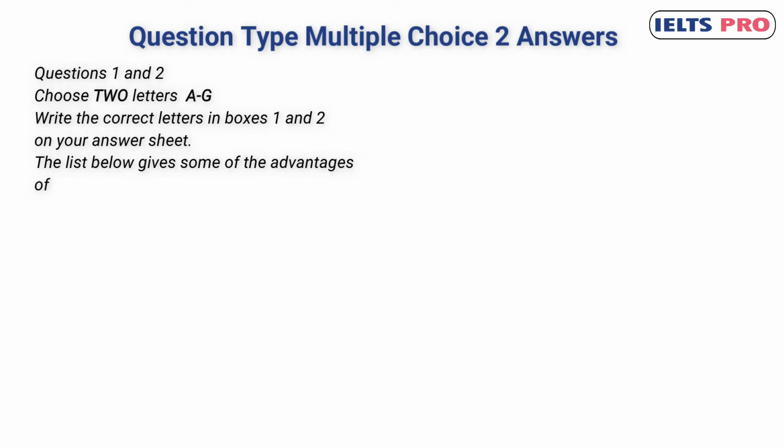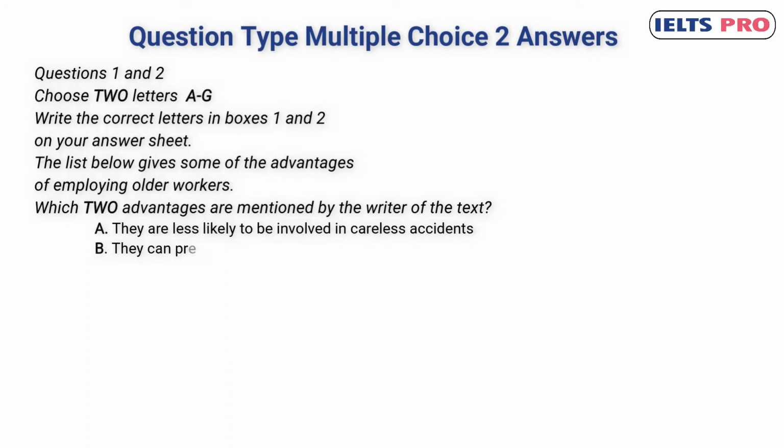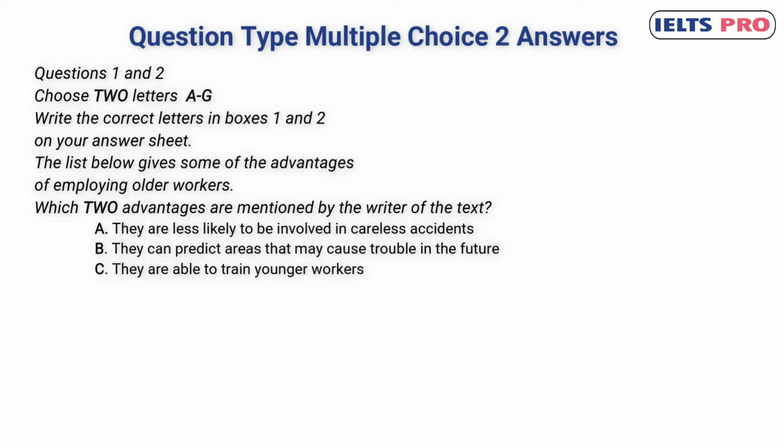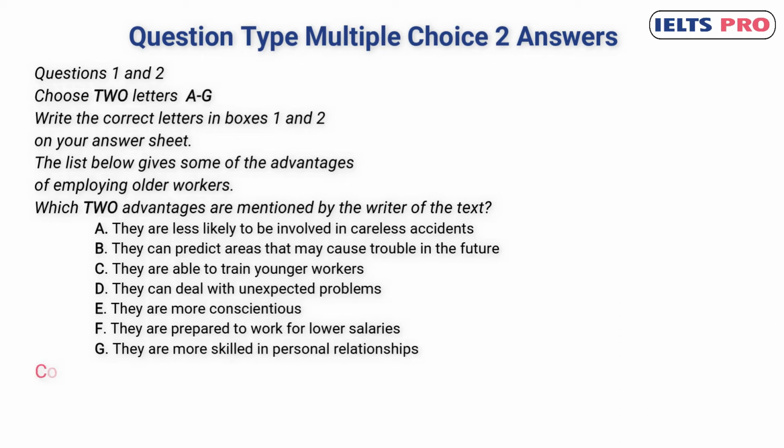The list below gives some of the advantages of employing older workers. Which 2 advantages are mentioned by the writer of the text? A. they are less likely to be involved in careless accidents. B. they can predict areas that may cause trouble in the future. C. they are able to train younger workers. D. they can deal with unexpected problems. E. they are more conscientious. F. they are prepared to work for lower salaries. G. they are more skilled in personal relationships.